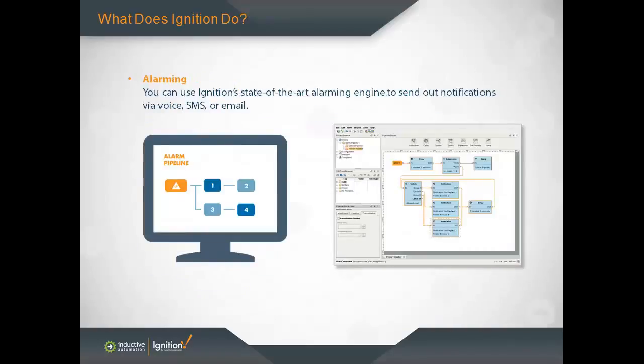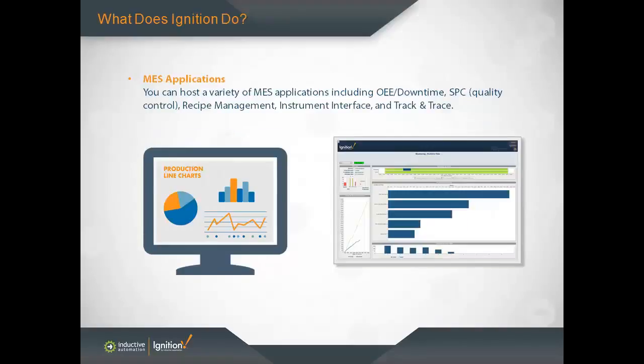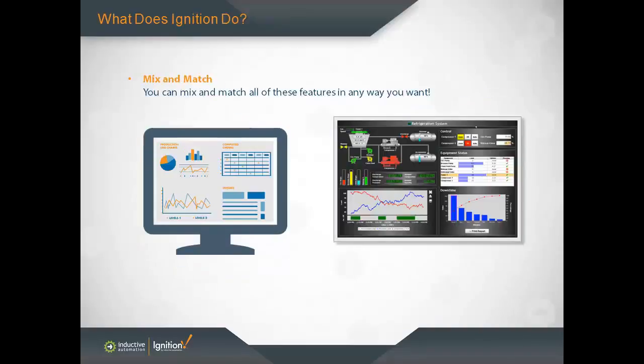Ignition has a state-of-the-art alarming engine built in, allowing you to create alarms and then notify people via voice, SMS, and email. In the alarming system, you have pipelines that allow you to customize how you want to escalate alarms to get them to the right people. You can build MES applications such as OEE, downtime, SPC, recipe management, and more. You can even take all these different features and mix and match them on the same screen.